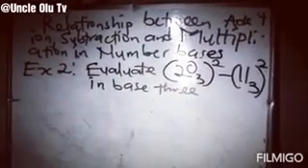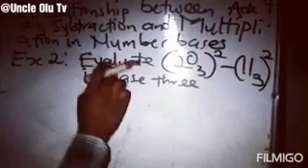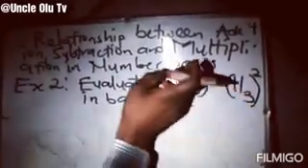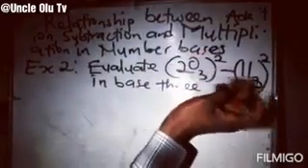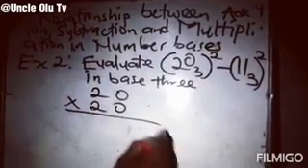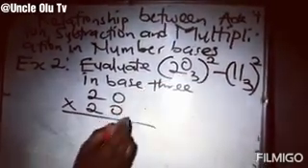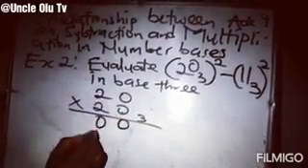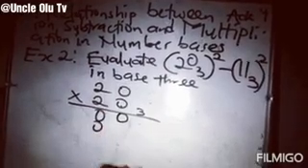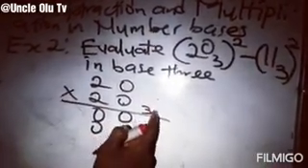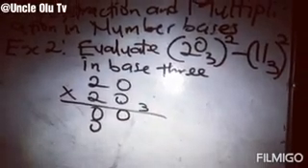Now this is example 2. We are asked to evaluate 20 base 3 raised to power 2 minus 11 base 3 raised to power 2. So this one, as you can see, we are going to multiply it twice. That means 20 times 20. We do it in base 3. 0 times 0 is 0. 0 times 2 is 0. 2 times 0 is 0. 2 times 2, 4. You cannot write that 4 because 4 is greater than the base. If it is up to base or greater than the base, you cannot write it down like that.